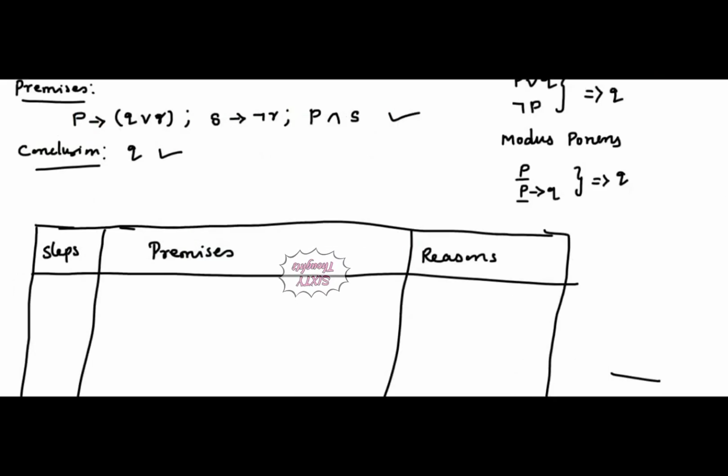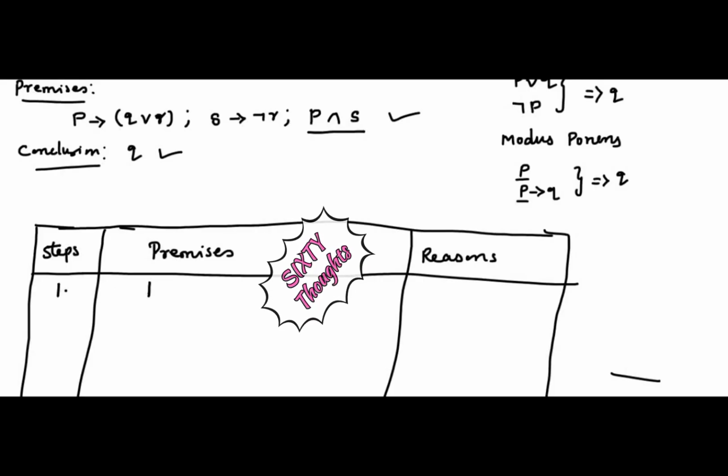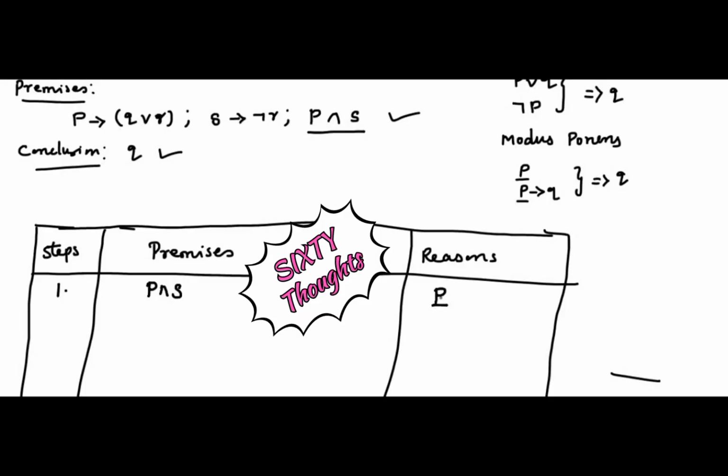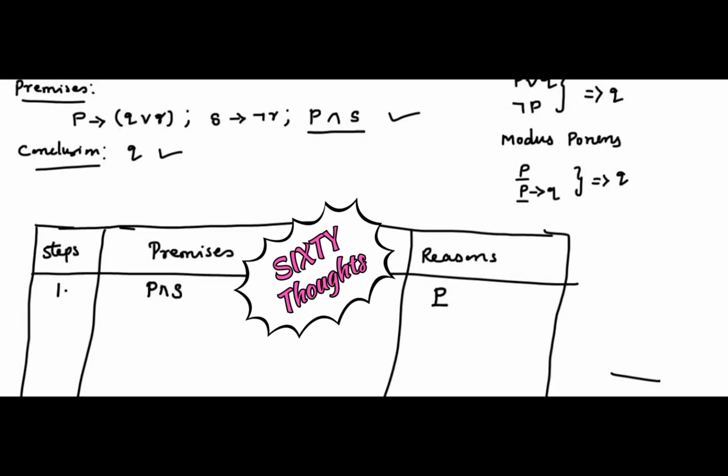So first we consider any one premise. If I consider the first premise, we are unable to write the next step. This one also, we are unable to write the next step. So I am going to consider the third premise as the first step. So step number one, premise, reason. Step number one, we consider the third premise first. So that is P and Q. The reason is P. What is the meaning of P here? Premise. What is the meaning of premise? It can be introduced at any point of derivation. So the third premise I am going to consider as step number one.